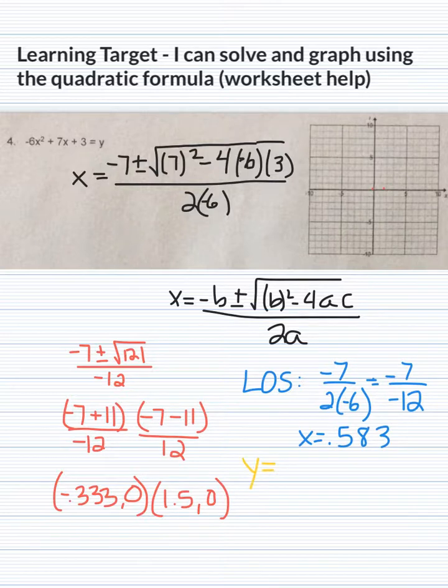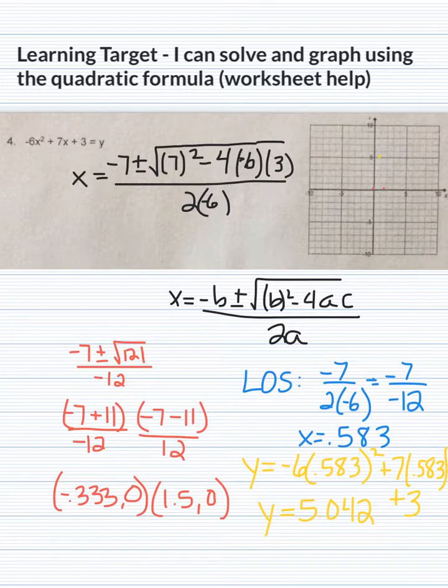Y equals negative 6 times 0.583 squared plus 7 times 0.583 plus 3. All right, so we get y equals 5.042. Okay, so this opens down, so that's good. So halfway and up 5 looks like it's going to be right about there.